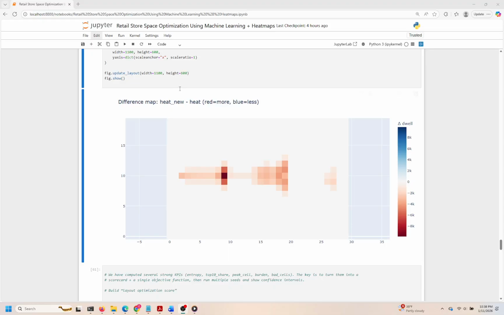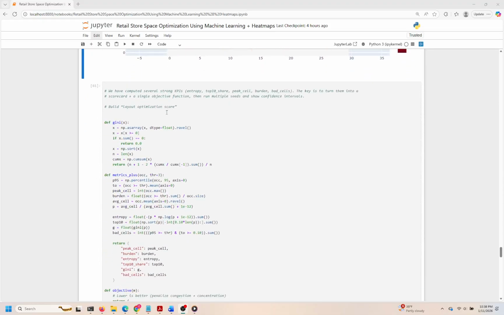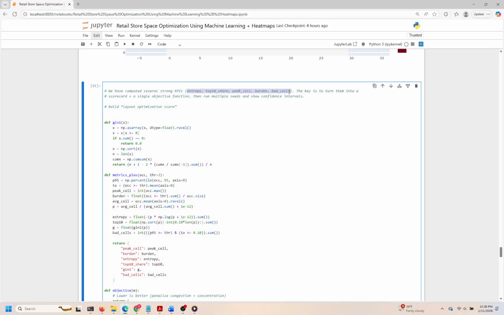Cell 16. In this code cell, we delve into constructing a layout optimization score by assessing various key performance indicators, specifically entropy, top 10 share, peak cell, burden, and bad cells. This step is crucial as it helps to quantitatively evaluate the efficiency of occupancy across different layouts, allowing us to make informed decisions based on solid metrics rather than intuition alone.